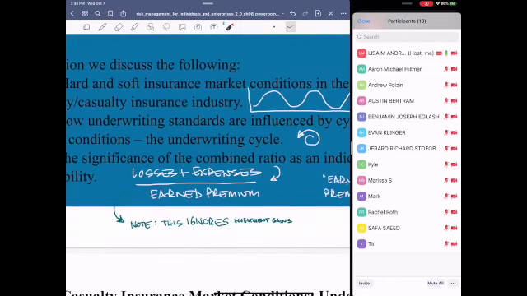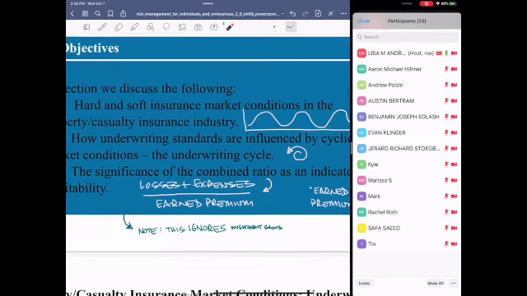The combined ratio is the insurance industry's method of measuring how profitable they are before looking at investment income. So it is simply your losses from claims and the expenses for adjusting those claims and running your business divided by your earned premium. So let's break that down a bit.